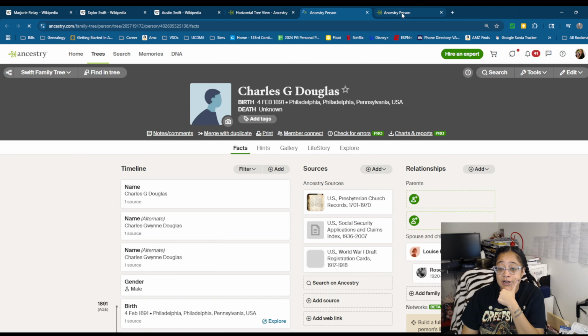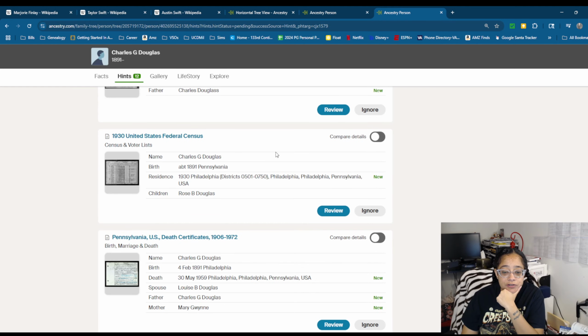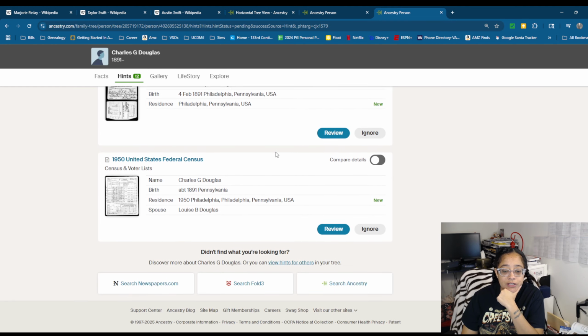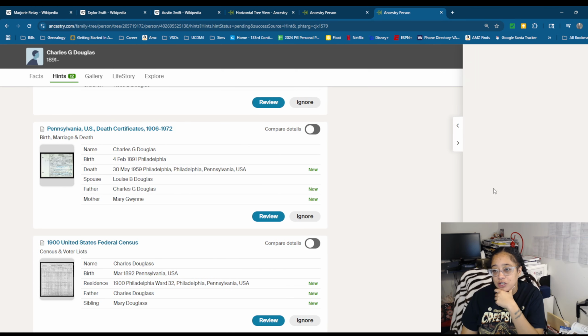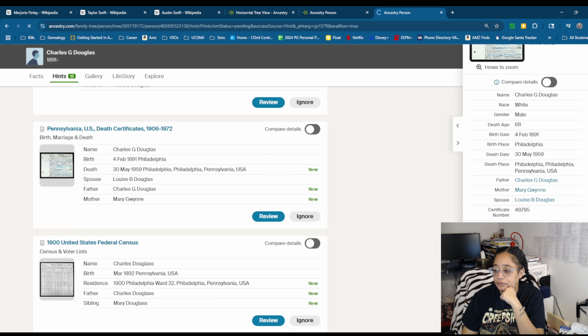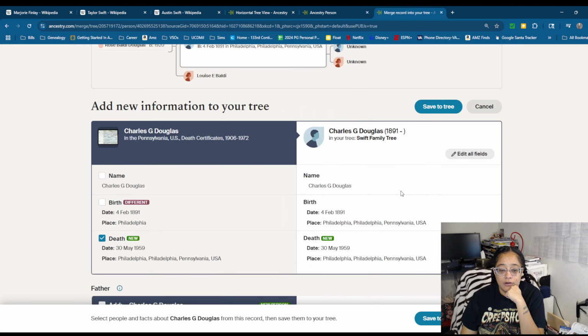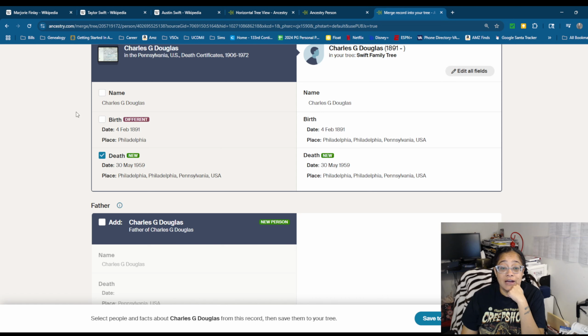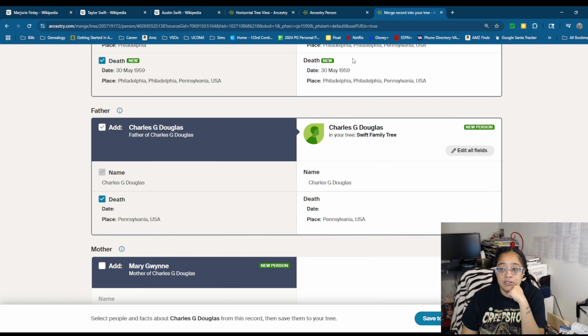did a marriage record pop up, or is it just the death certificate still? It looks like it's just the death certificate still, so I'm just going to add that. Marriage information can always be added later. Okay. And then we have that name already. This is the same. Okay, and then his father is also Charles G.